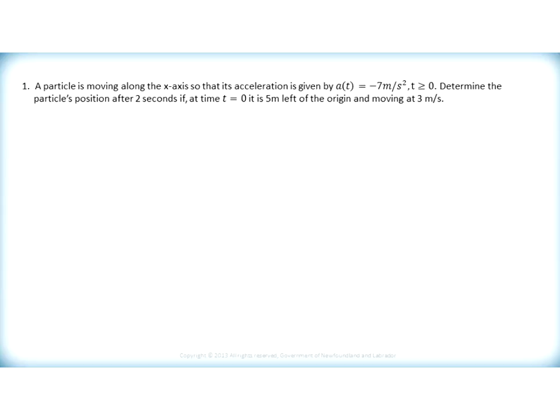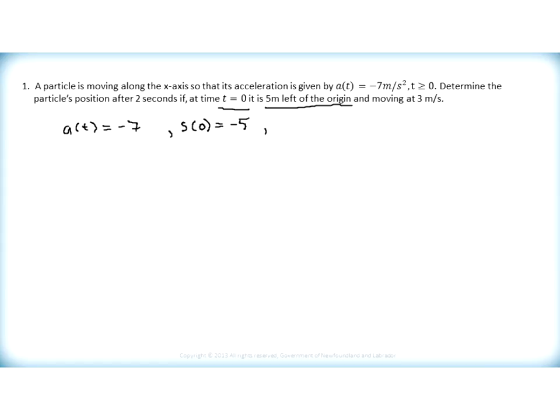All right, so here's what's going on. They tell us our acceleration function, and it's a very simple one. A of t is a constant, -7. Then what they tell us is that initially, at time 0, we're 5 meters left of the origin, which says that s of 0 is -5.